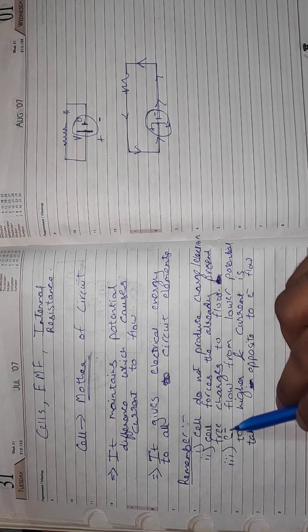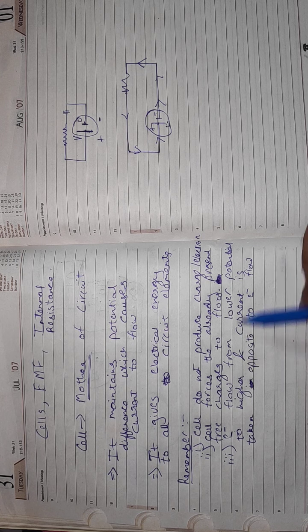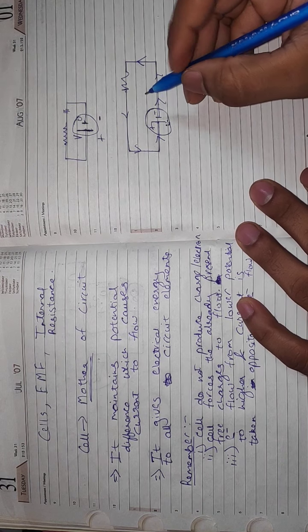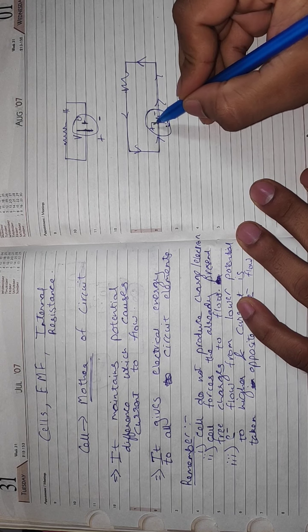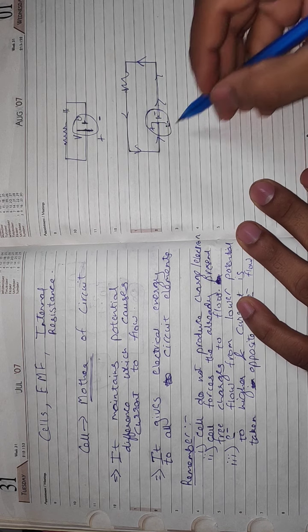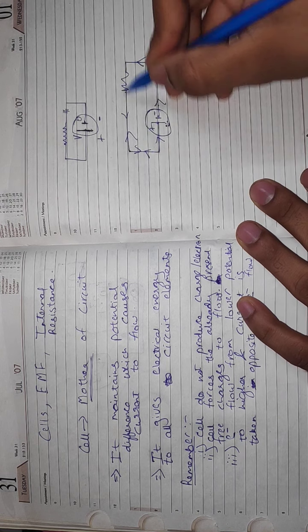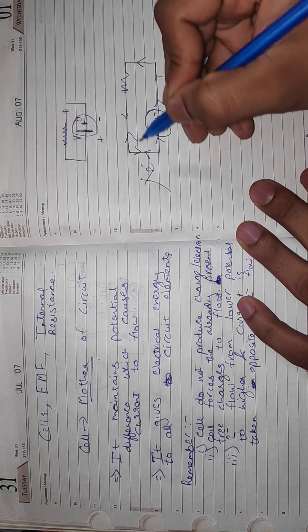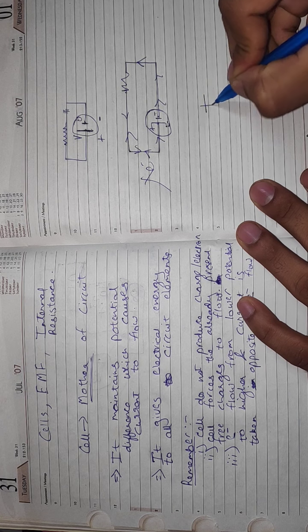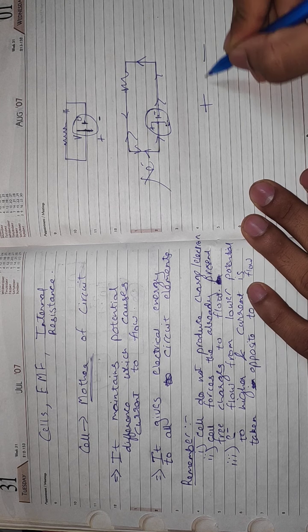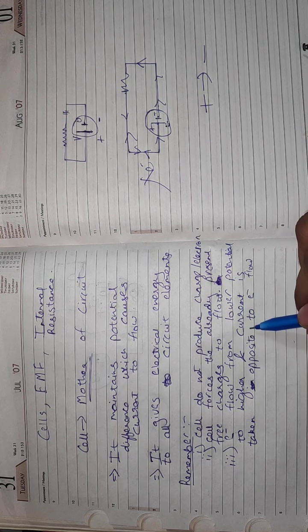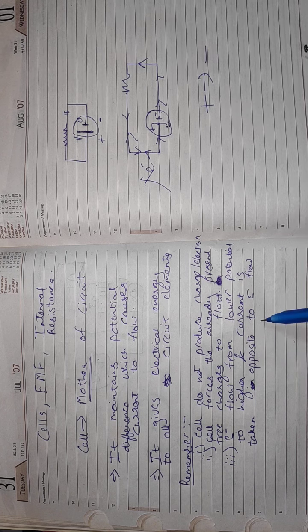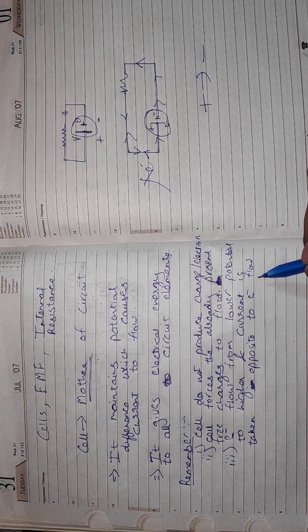Okay, next thing, electrons flow from lower potential to higher potential. Okay, electrons will flow from lower potential to higher potential. They can never flow from higher potential to lower. The opposite direction is not possible for electrons. Okay, and current is taken in the direction opposite to the electron flow.